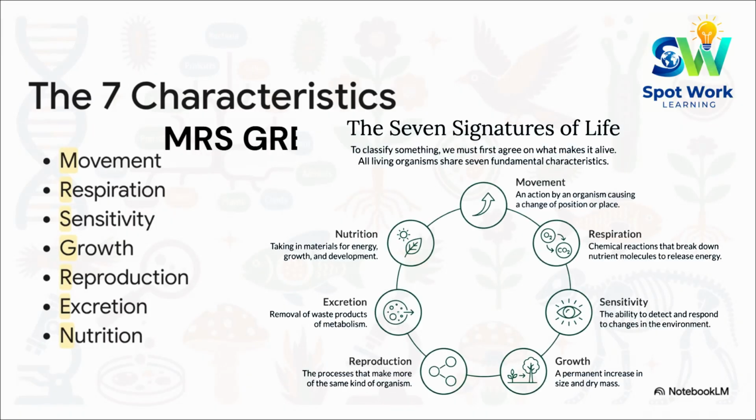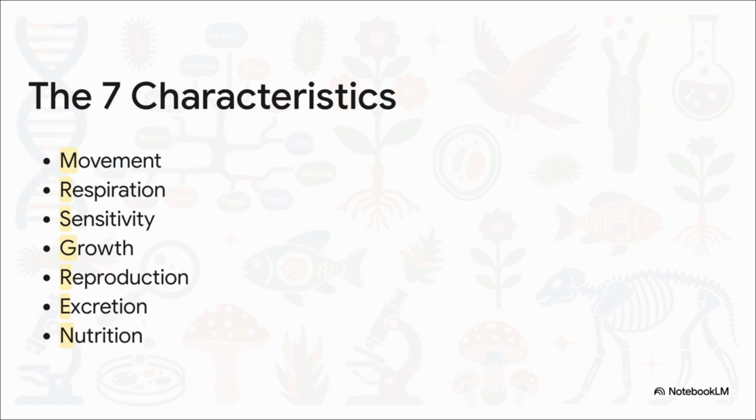And the best way to remember this list is with a classic little mnemonic, MRS GREN. This stands for movement, respiration, sensitivity, growth, reproduction, excretion, and nutrition. Every single living thing, and I mean everything, from a microscopic bacterium to a blue whale, does all 7 of these things. This is the absolute foundation of biology, so you've got to know it.